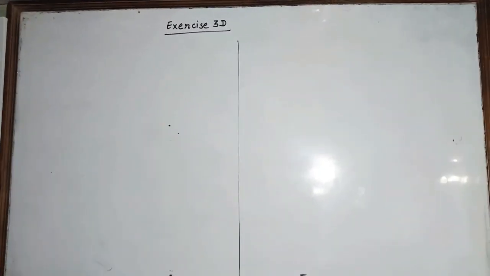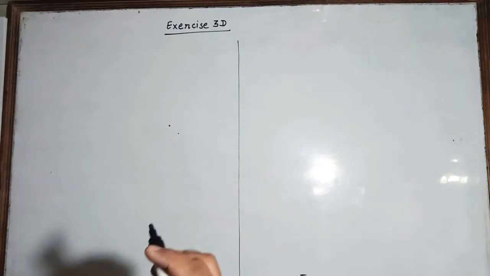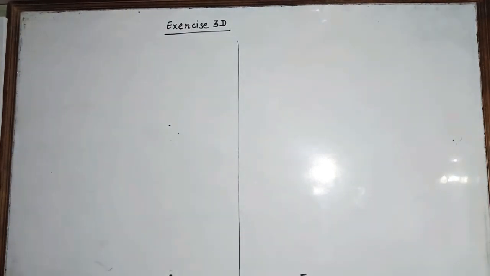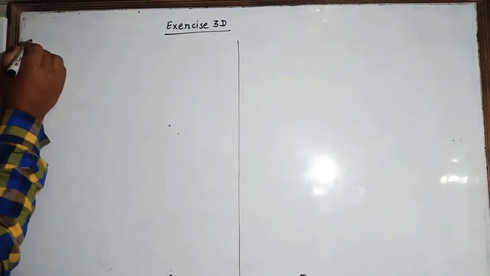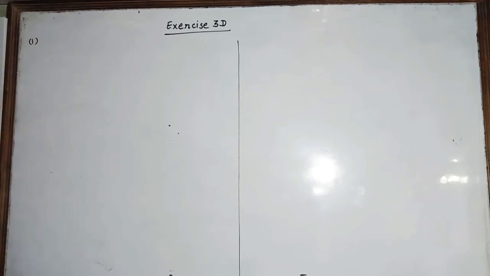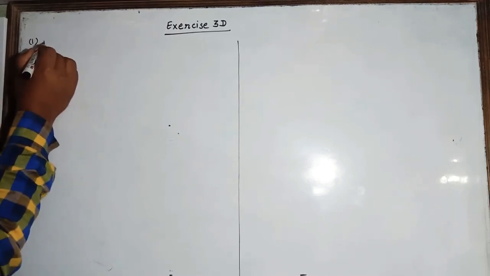Hello everyone, in this video we are going to start exercise 30 of our third chapter, that is negative numbers and integers. So with question number first we will start here. Question number first is copy and complete. Third part I am doing here.